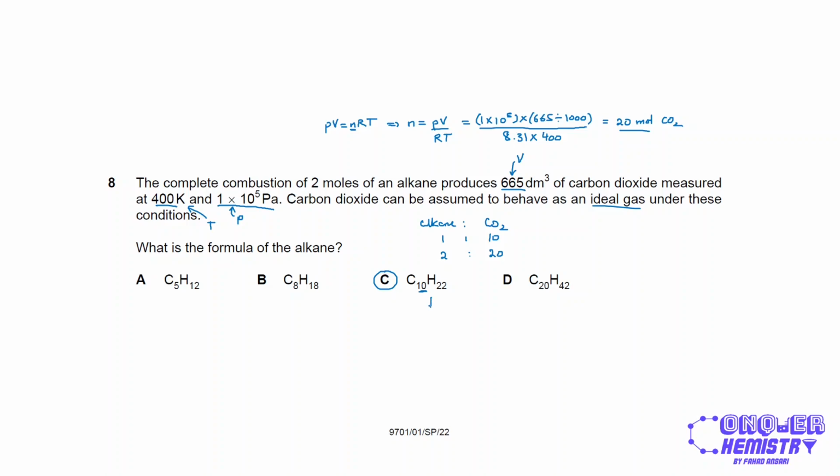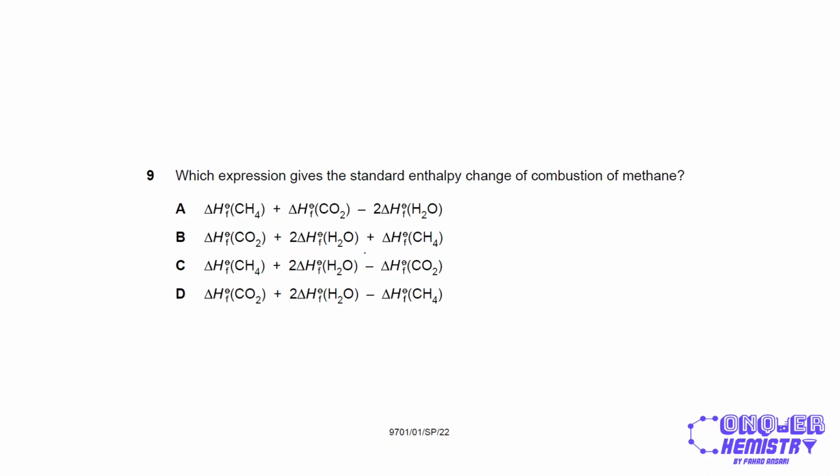This will react with excess oxygen in a combustion reaction to give you 10 moles of CO2 for the 1 mole of the alkane. So which expression gives the standard enthalpy change of combustion of methane, right? So let me write the equation for the enthalpy change of combustion. So 1 mole of methane is going to undergo combustion with excess oxygen to give you complete combustion products. So we have CO2, 1 mole of that, and 2 moles of H2O. So if I balance this equation, I'm going to get 2 moles of O2 over here.